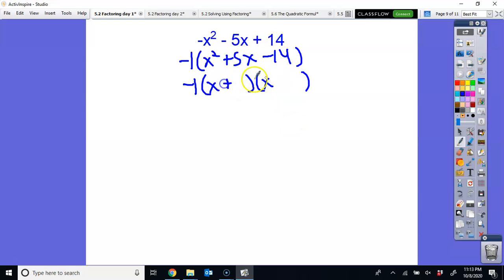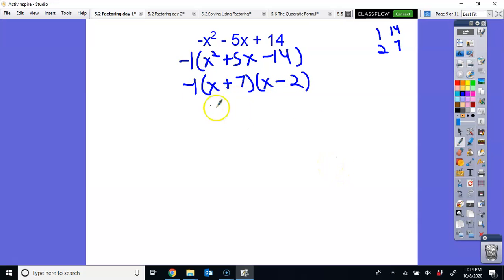-14 has to be a plus times a minus. Don't worry about the negative out in front. It's kind of chilling out in front like the numbers where we saw the graphs opening up and opening down. What are the factors of 14? Well, this one you might want to write on the side. 1 and 14, 2 and 7, but I got to get 5 in the middle. So I use +7 and -2 to get 5, because that's 7x and -2x.